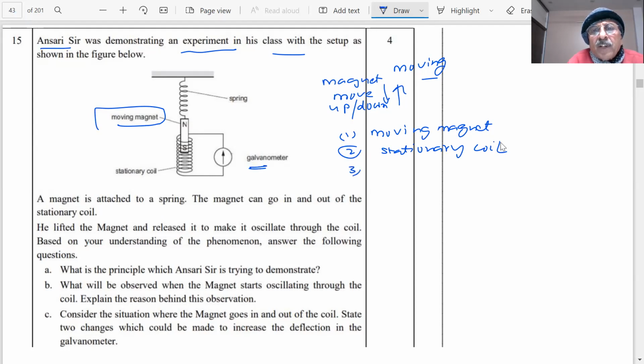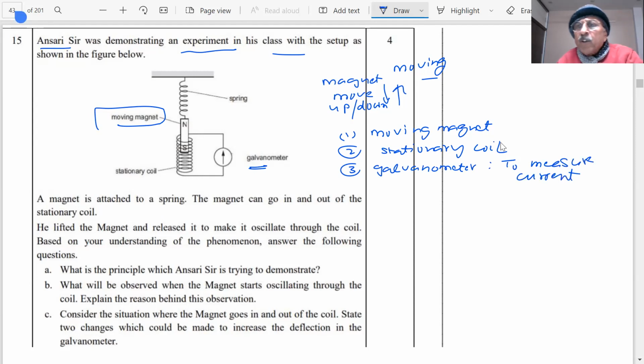Galvanometer. What does the galvanometer do, student? It is an instrument, a device to measure current. How will it measure the current? If a current is produced, it will deflect. This needle will get deflected, student, if a current flows.